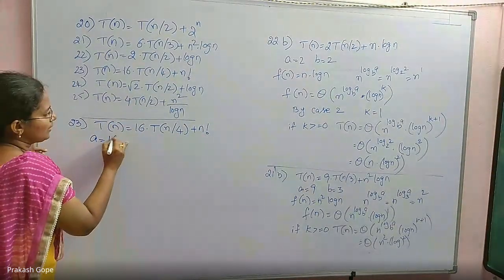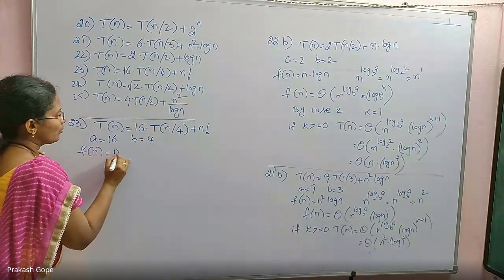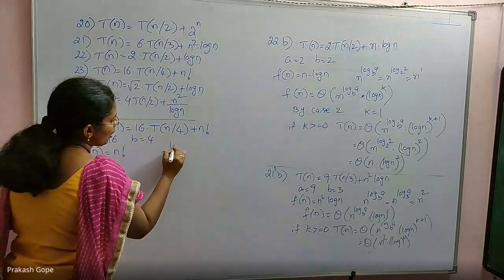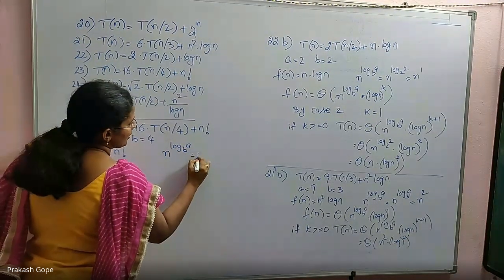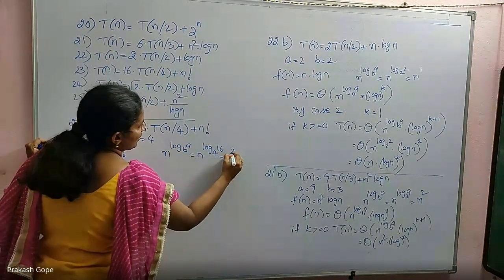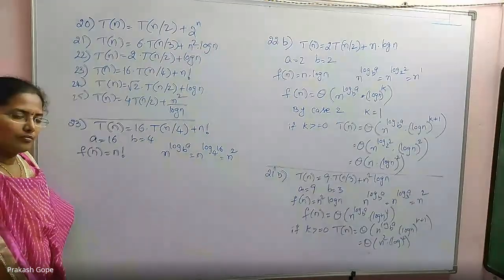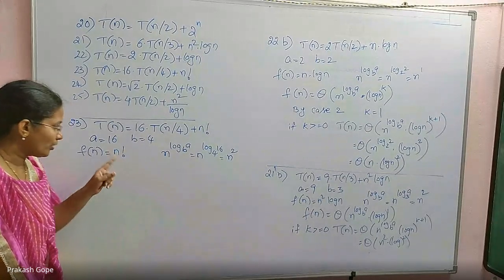Theorem 2: A is 16, B is 4. F of n is n factorial. N power log a to the base b is n power log 16 to the base 4, which is n square, since 16 can be written as 4 square. Okay, that is n square, and this is n factorial.